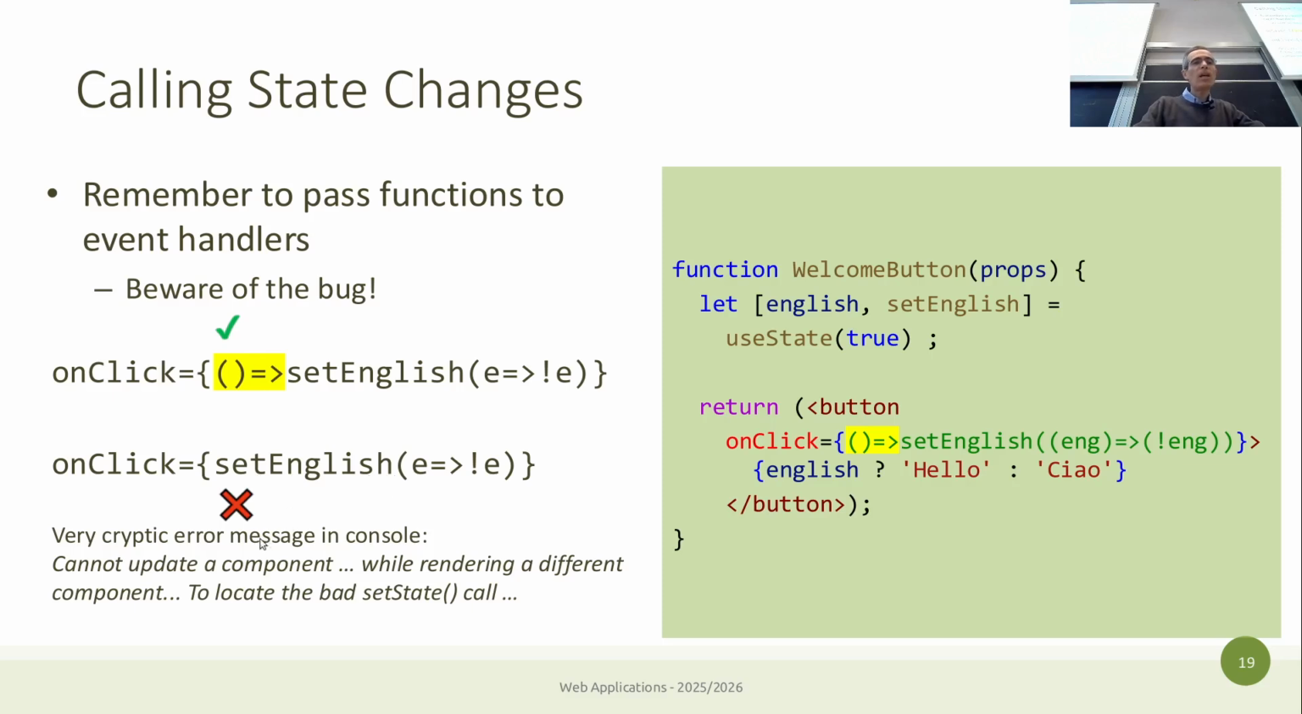And there is a very cryptic error message in the console, if they didn't change it. Cannot update a component while rendering a different component, to locate the bad set state call, blah, blah, blah. And so it's not so immediate to understand that actually you have passed the result value of the set state, which I think is undefined or something like this. I'm not sure what it returns because React doesn't tell us, because we don't need it, okay? And you should pass a callback that then calls the state update function.